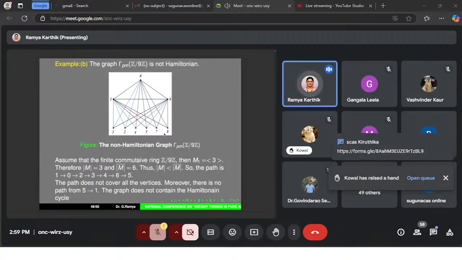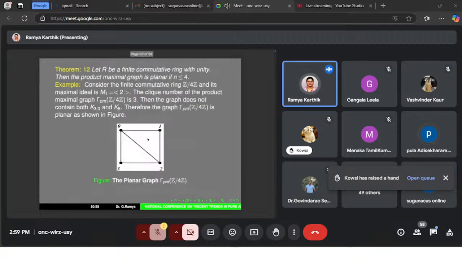So what is the condition? You must cover all the vertices in your graph with exactly one. So it's not able to cover the 7 and 8. This is not a Hamiltonian path, and also there is no adjacency between 5 and 1. We are starting from 1, no? So it's ending with 5. So there is no adjacency between 5 and 1. Therefore, this is not a Hamiltonian cycle, and this Z9 is not a Hamiltonian graph.